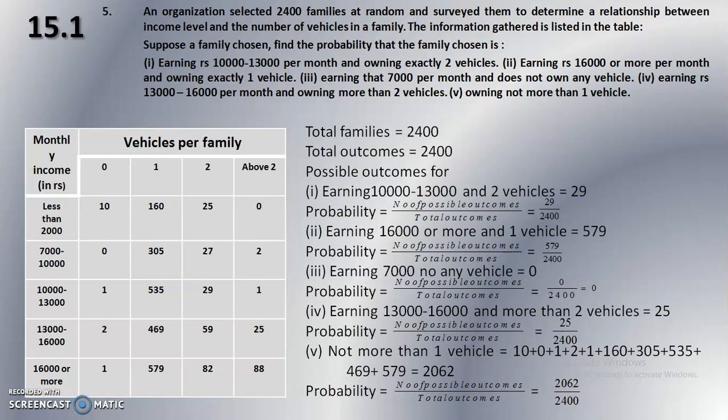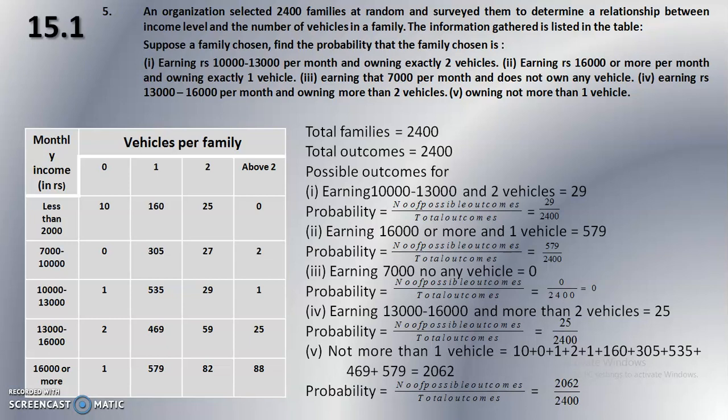Its fifth sum: an organization selected 2,400 families at random and surveyed them to determine a relationship between income level and the number of vehicles in a family. Means total families over here is 2,400. So total outcomes 2,400. The information gathered is listed in the table. Means for the possible outcomes you should refer to this table, right?